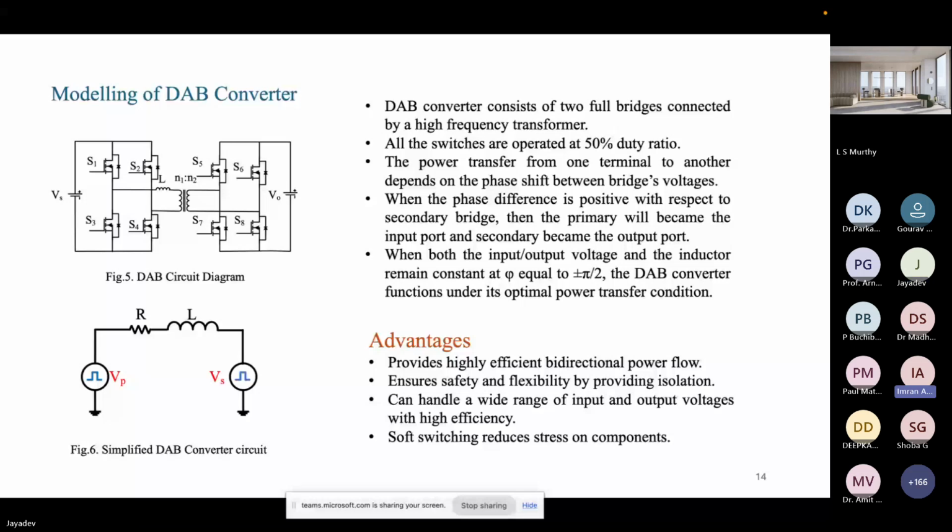And sir, regarding the switches, the second point, 50% duty ratio is for symmetric duty. For asymmetric duty cycle, the duty ratio may be different, it may be 40%, 30%.